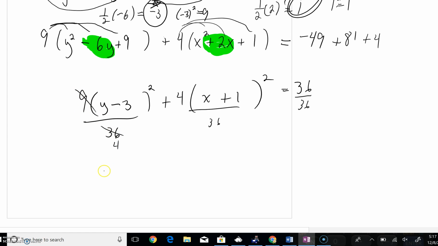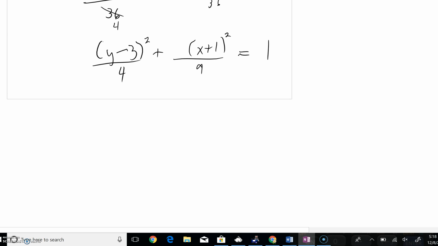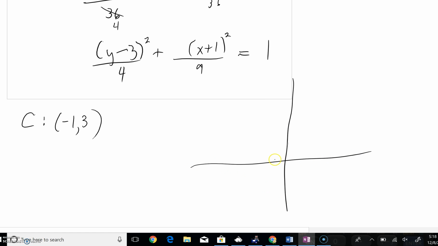9 goes into 36 4 times. 4 goes into 36 9 times. And then you have a much nicer looking ellipse. Your center is going to be at, well, look at x, -1 for the x, it's x plus 1, then a +3. And you could even begin to start graphing that. You could say, okay, I'm going to go 1 step to the left and go 1, 2, 3 steps up.